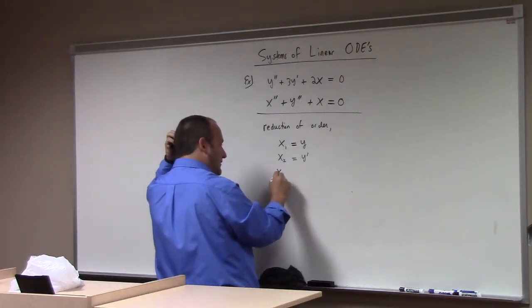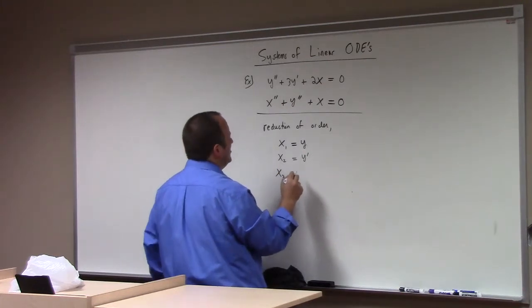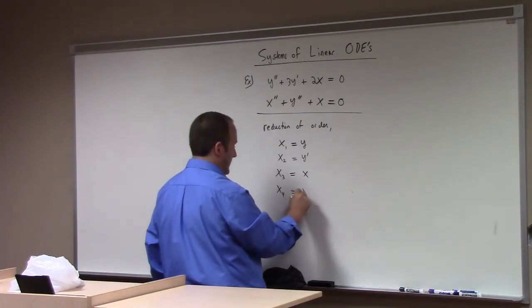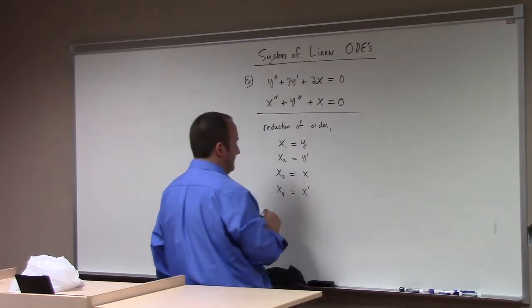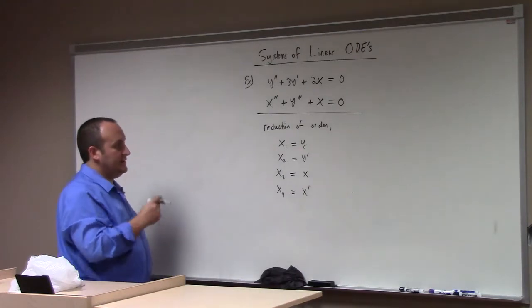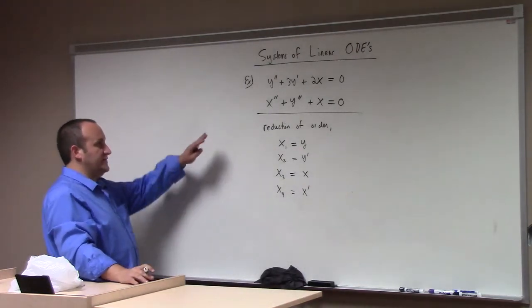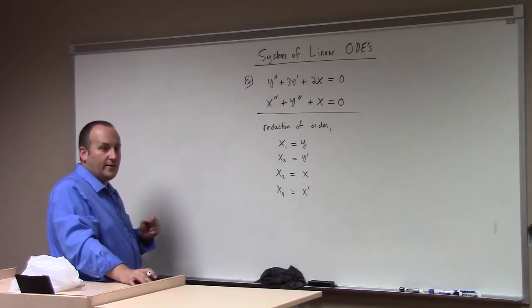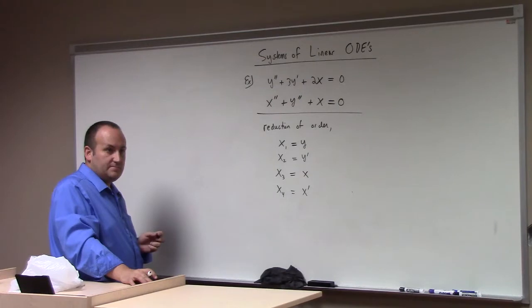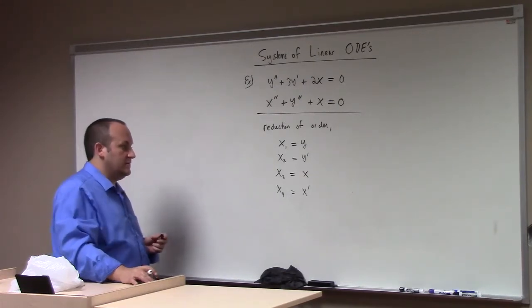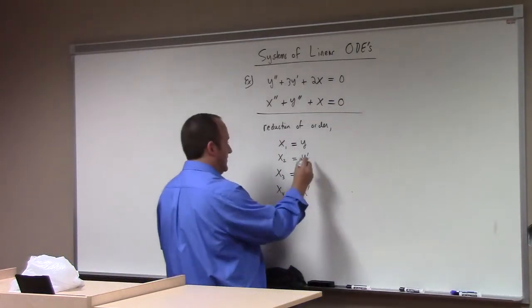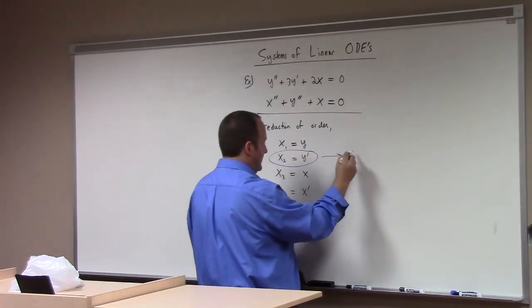And then we're going to let x3 equal x, and we're going to let x4 be equal to x prime. So my claim is that we can recast these two second-order differential equations as a corresponding system of four first-order differential equations. So first of all, let's just look at my definition. What's this tell us right here? This one translates to what? What's x2 prime?